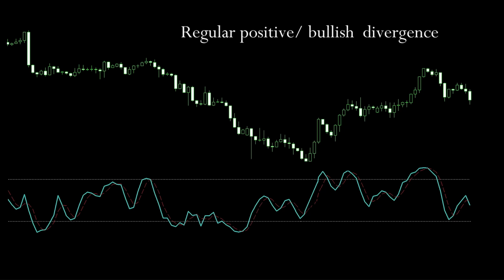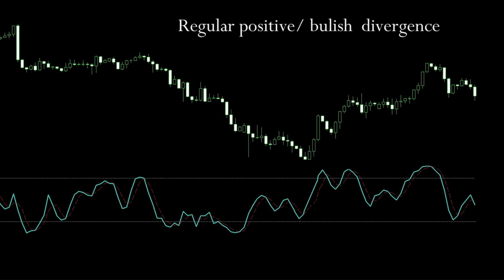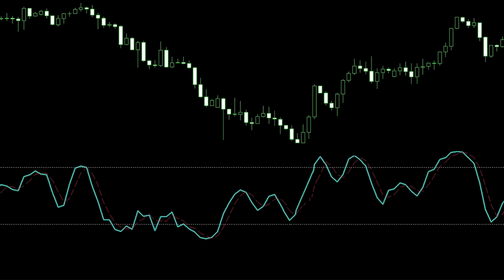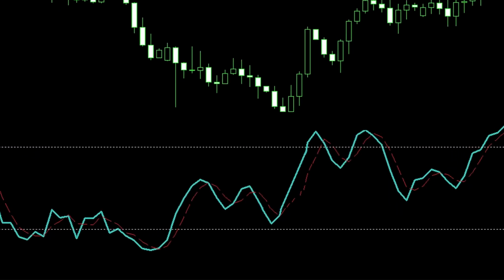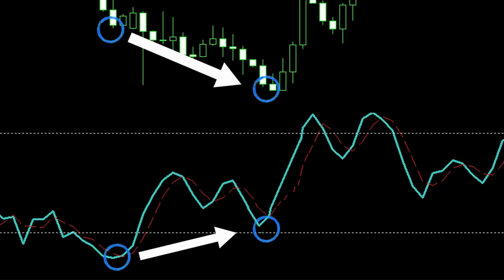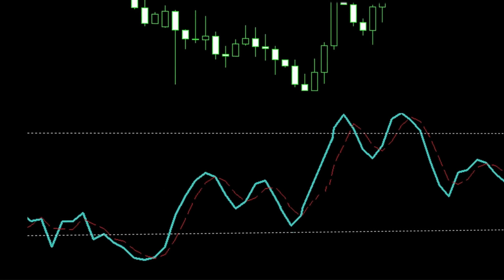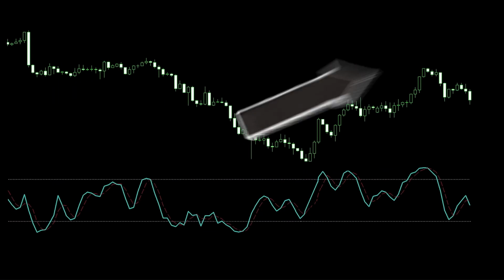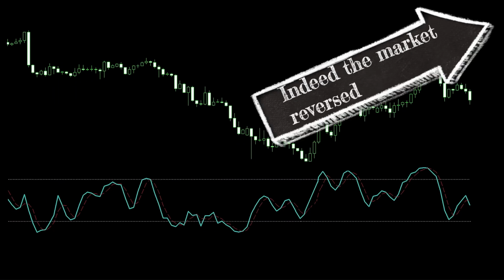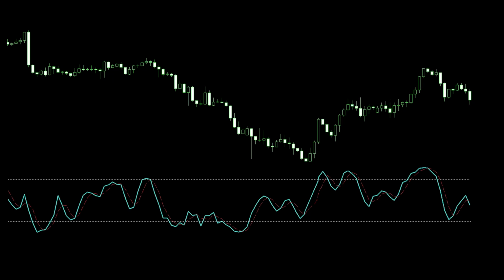We have a regular bullish divergence when the price is making lower lows, but our oscillator or indicator is making higher lows. This normally occurs at the end of a downtrend, as the market is showing signals that it is running out of steam. After a second bottom, if the oscillator fails to make a new low, it is likely that the price will rise, as price and momentum are normally expected to move in the same direction.